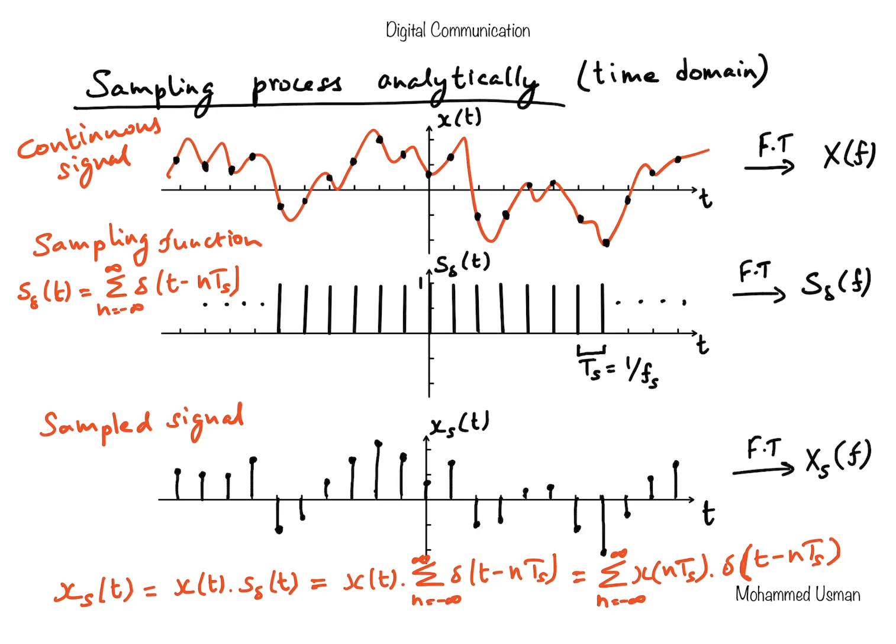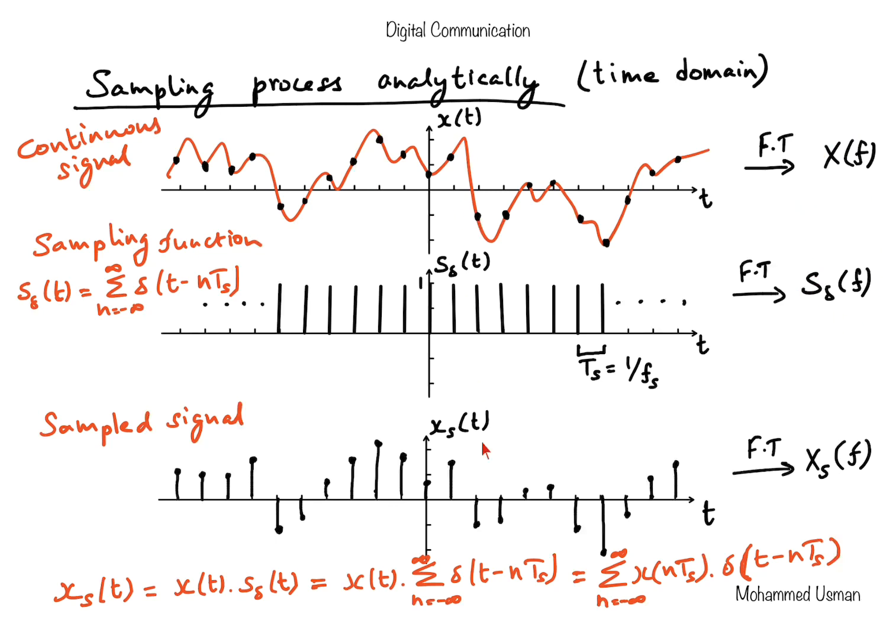Now, rather than obtaining the spectrum of the sampled signal by taking the Fourier transform of the sampled signal itself, we could proceed by obtaining it using the spectra of the original signal and the sampling function. And to do that, we will use the property of the Fourier transform which says that multiplication in the time domain corresponds to convolution in the frequency domain.